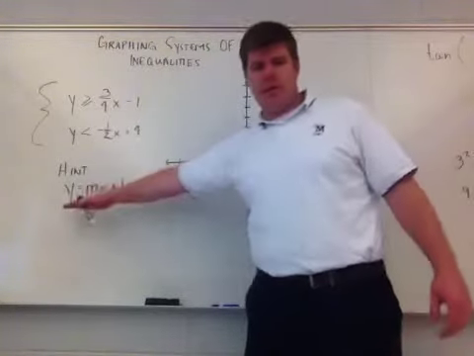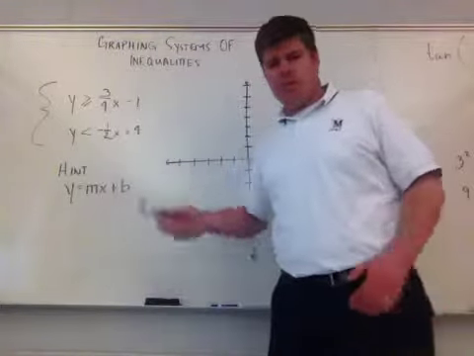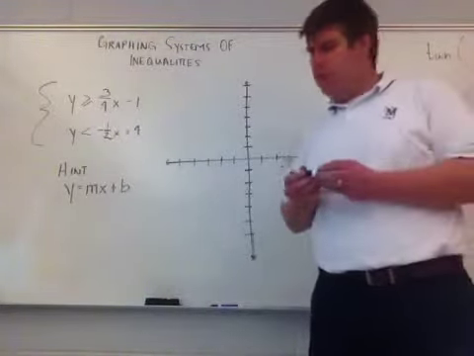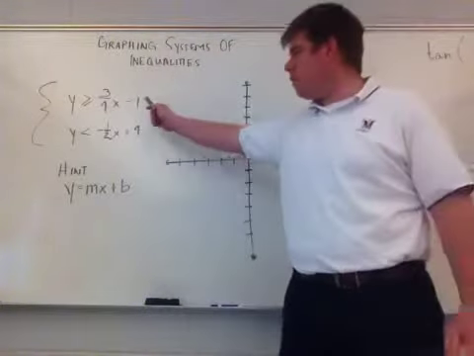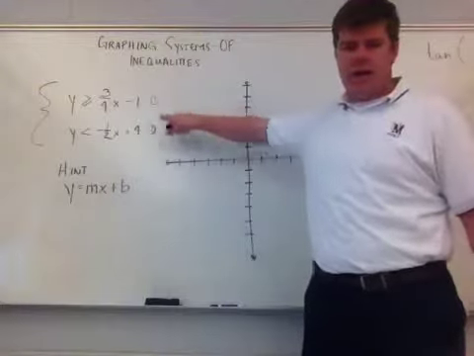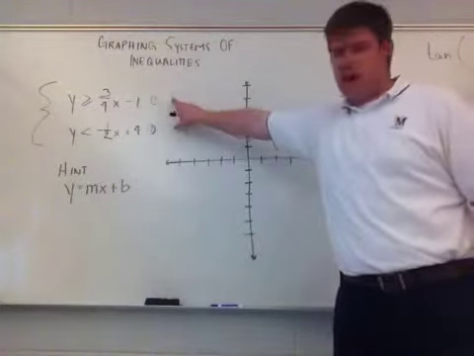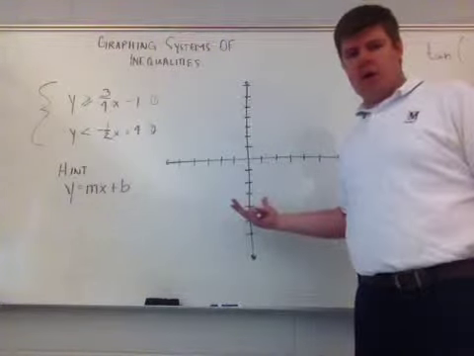The hint here is to remember that we need to use y equals mx plus b, where m is the slope and b is my y-intercept. So here we go. We're going to apply that theory to the first one here. I've got two graphs, so what I'm going to do is put both of these graphs onto one xy coordinate plane.